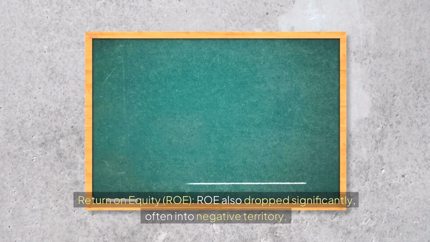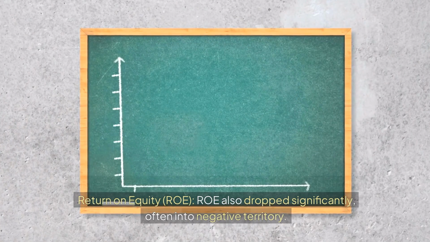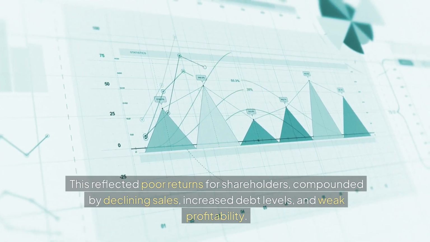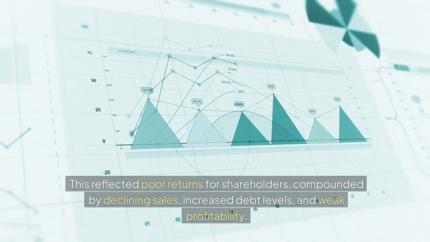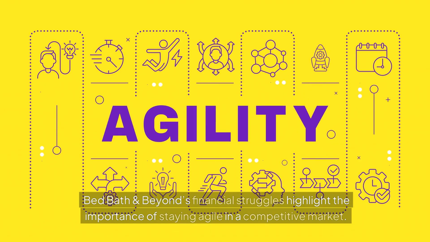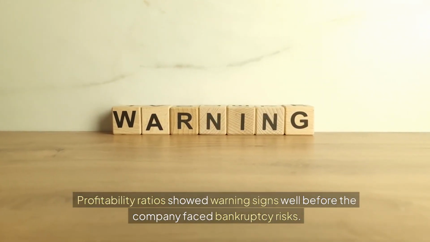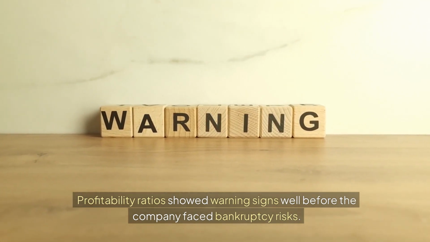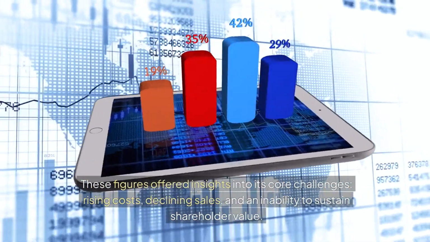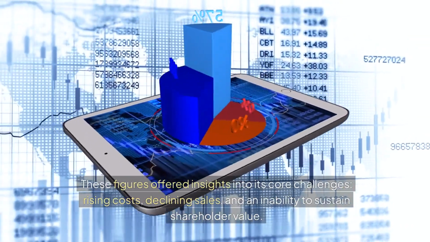Return on equity, ROE, also dropped significantly, often into negative territory. This reflected poor returns for shareholders, compounded by declining sales, increased debt levels, and weak profitability. Bed Bath & Beyond's financial struggles highlight the importance of staying agile in a competitive market. Profitability ratios showed warning signs well before the company faced bankruptcy risks. These figures offered insights into its core challenges: rising costs, declining sales, and an inability to sustain shareholder value.